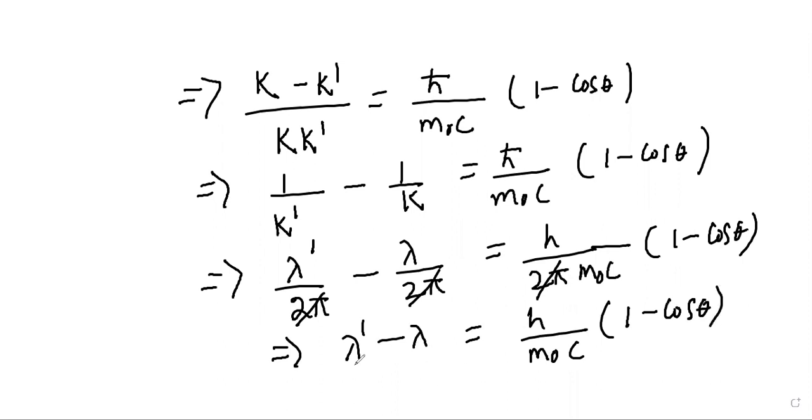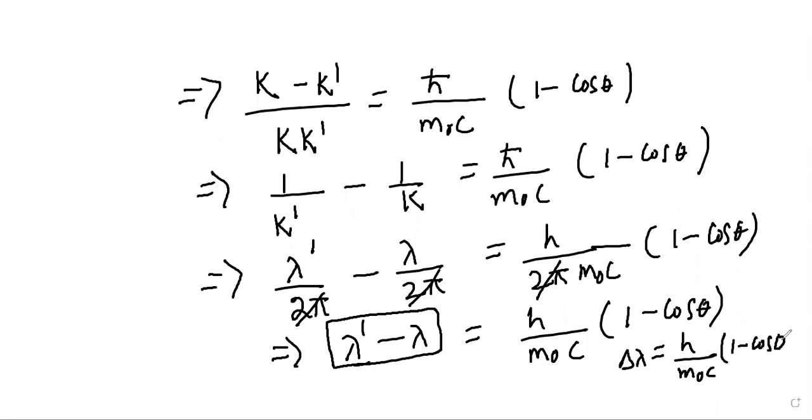So this lambda prime minus lambda is nothing but the Compton shift. We can rewrite it: del lambda is equal to h by m0 c times (1 minus cos theta). Here h is Planck's constant, m0 is the rest mass of the electron, and c we know is the speed of electromagnetic radiation, and then 1 minus cos theta.